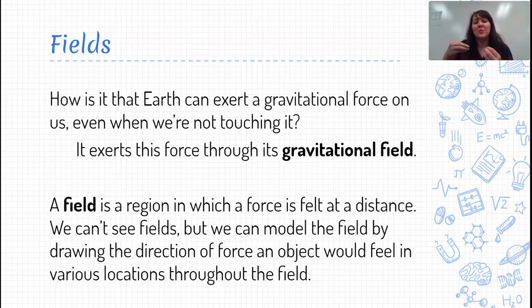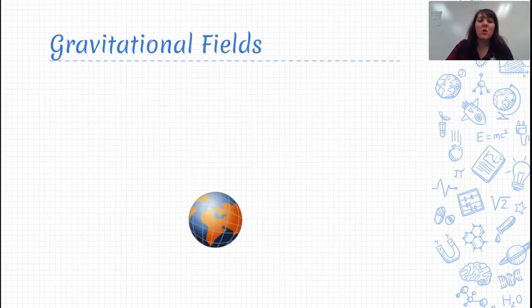Now, we can't really see fields, but we can visualize them the same way that we're able to visually represent forces. We can't see forces, but we can draw arrows to indicate the direction that a force will act on an object. Similarly, we can pictorially model fields by drawing arrows that indicate the direction that this field will exert forces on objects in various locations throughout the field. Okay, so let's do a quick example of that, drawing the gravitational field of the Earth.